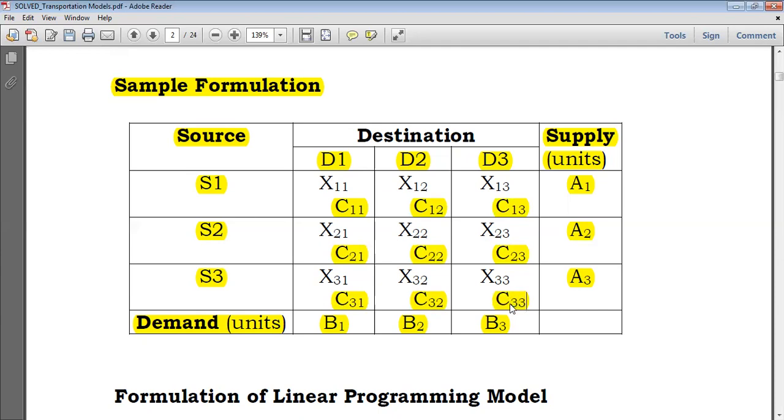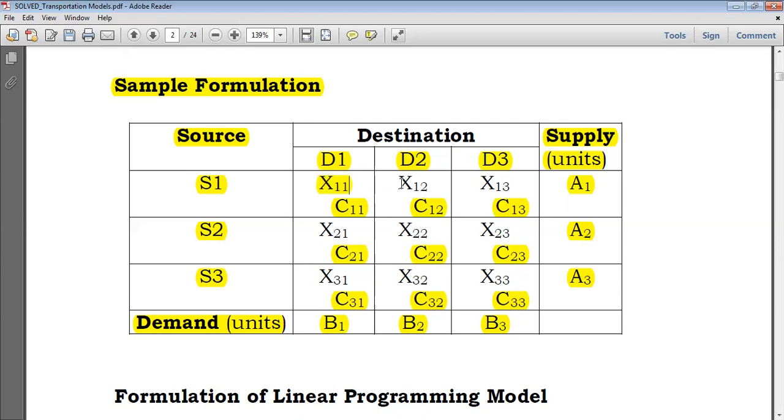All right. After here, you could ask yourself about this X11. This X11 actually represents the units. These are the units that will be transferred. If you say X11, that means you have transferred X11 units from source 1 to destination 1. This is just an example.